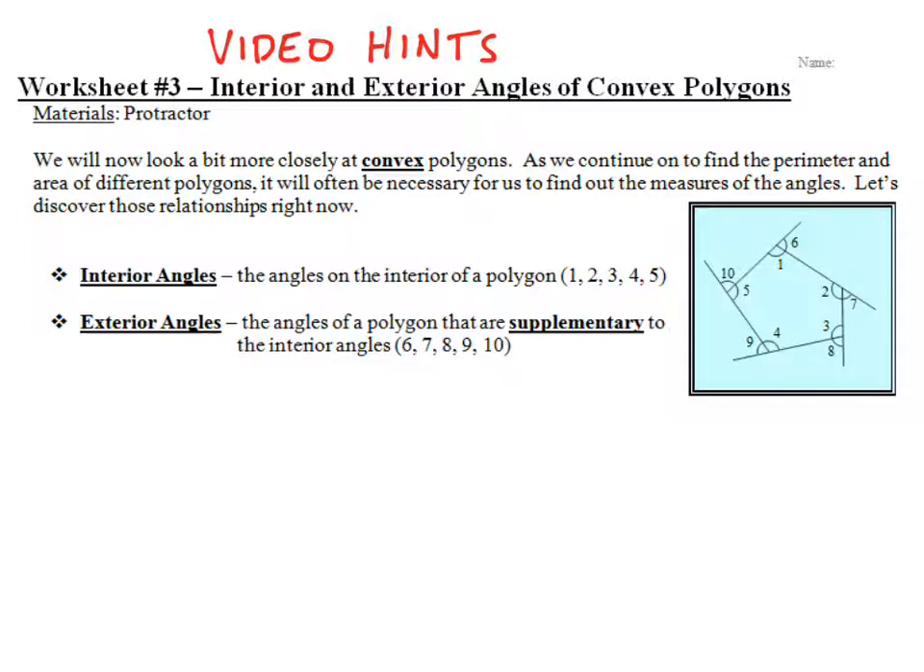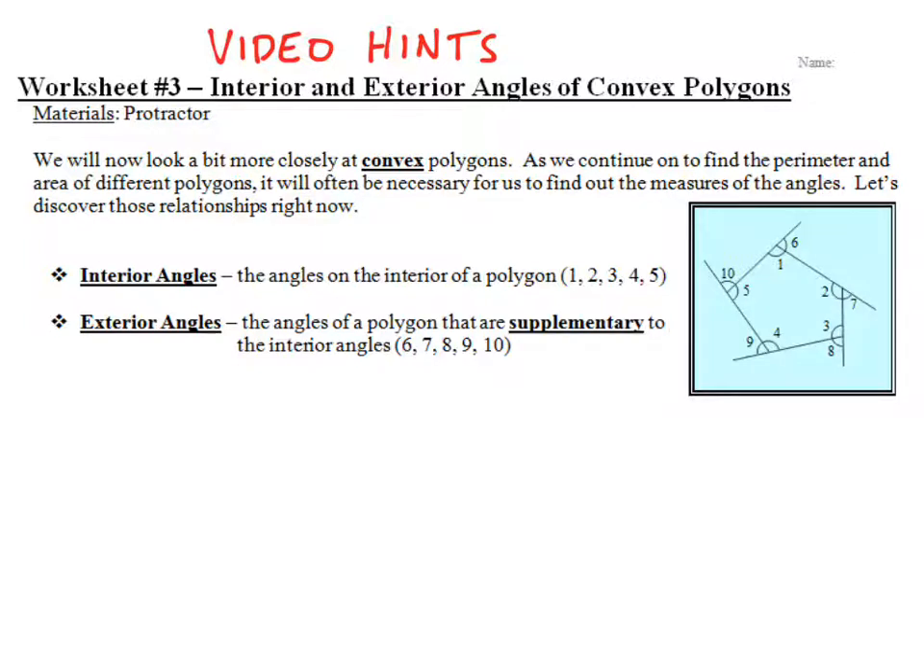Alright, so we're talking here about convex polygons, and you might remember from your previous section, convex polygons are ones that do not have any indents. So for instance, this might be an example of a convex polygon, whereas a non-convex polygon might look like that. It's the indent here that makes it non-convex.